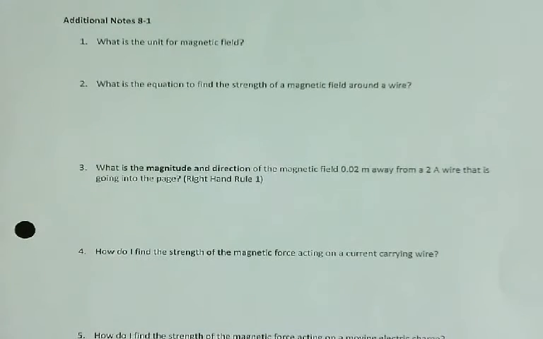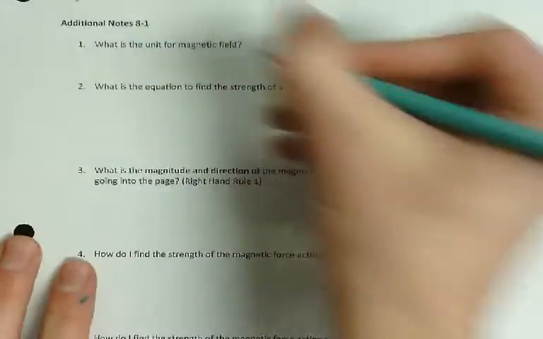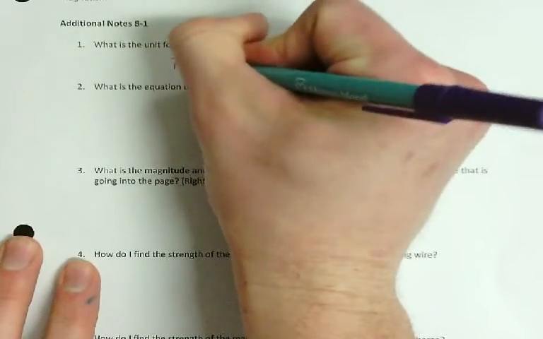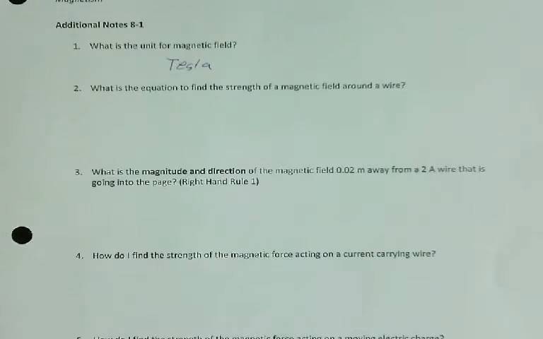Number one, what is the unit for magnetic field? It is a Tesla. The unit for magnetic field is the Tesla. So if you look that up, hopefully you found the right one.